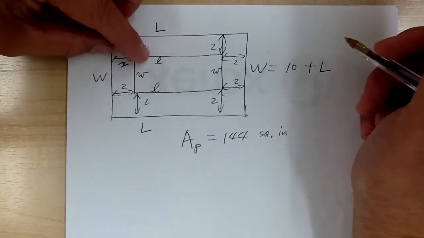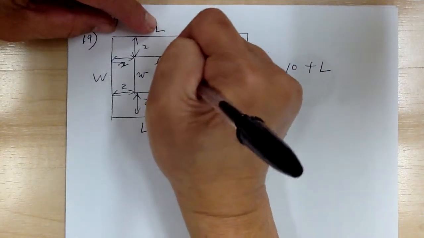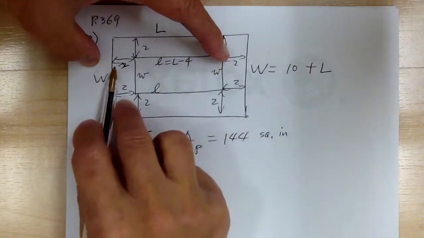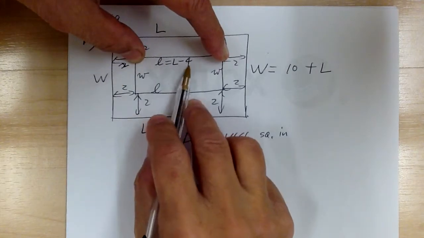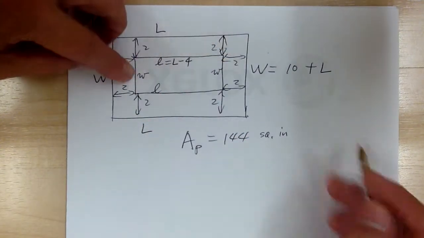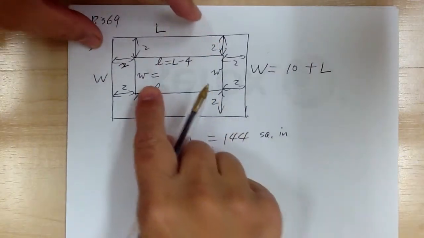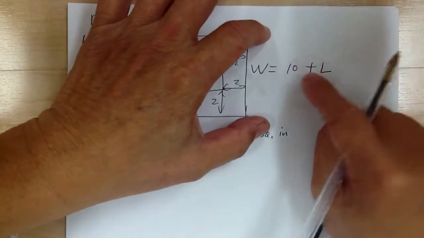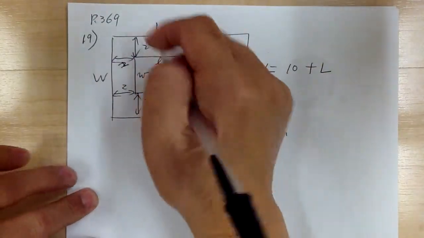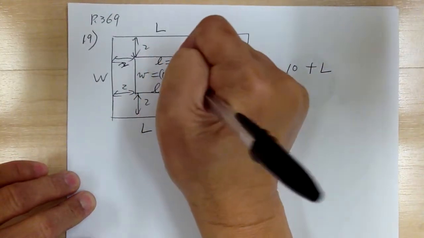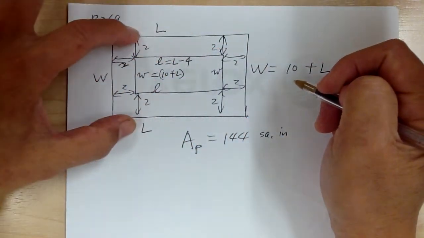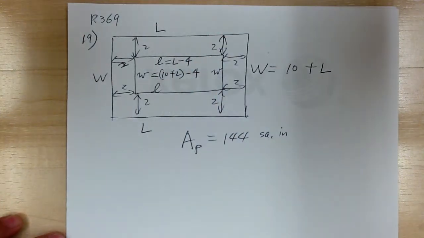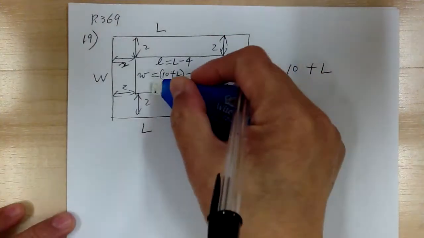So from here, the small L will equal big L minus 4, right? Because here's your big L, you have to minus 2 on this side, minus 2 on this side, to get minus 4. Now over here, the small W is this over here. It tells you the big W is 10 plus L. You have to minus 2 on each side, so you have to minus 4.